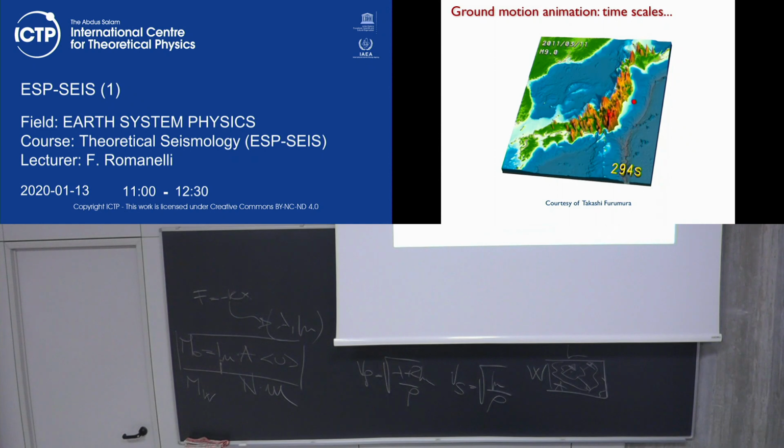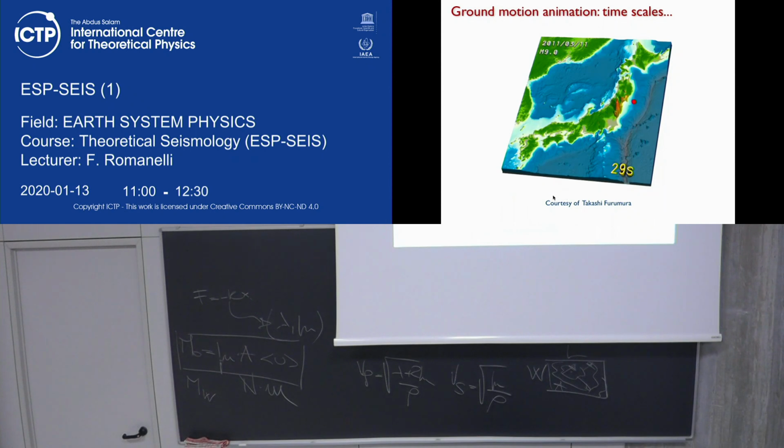This is a beautiful animation at the Japanese scale, the Japanese set of islands, of course, let's say 1,000 kilometers, of the duration of the motion. Let's give a look to it again. Okay, starting. You see the shaking is starting in the nearest part. Now it's increasing. Look at the seconds. Now 1 minute has passed. Okay, it's propagating.